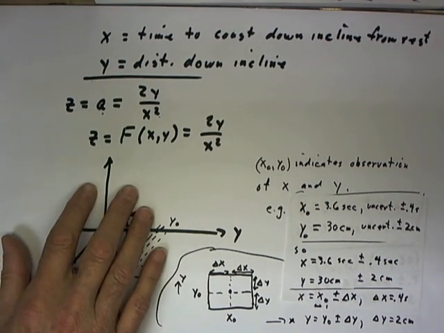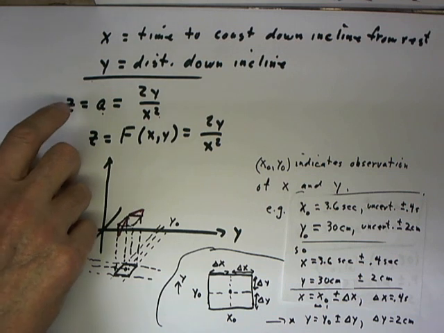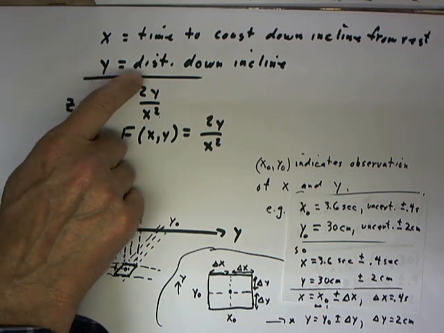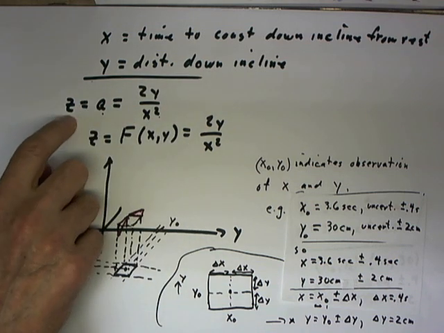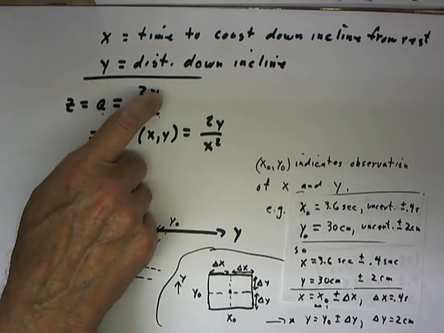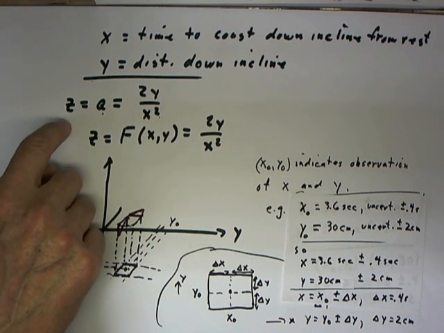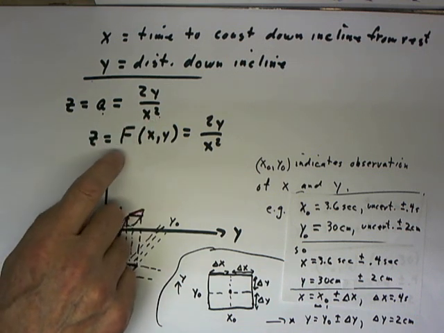The problem, if you've seen the previous clips, is just x is the time to coast down an incline, y is the distance down the incline, acceleration is double the distance divided by the square of the time. I'm going to let that be our z. So z is equal to the acceleration is equal to this.